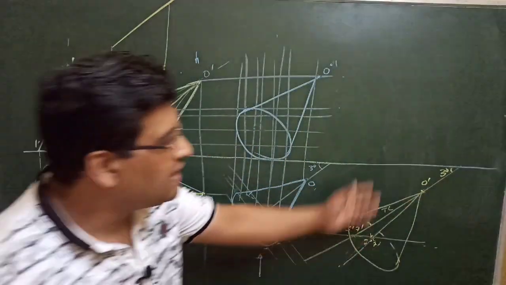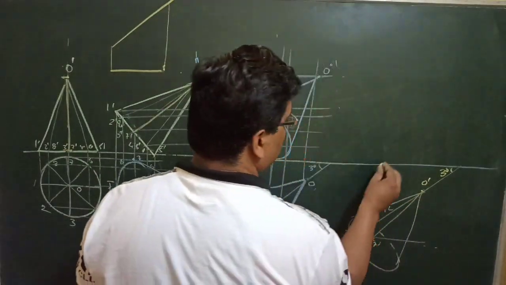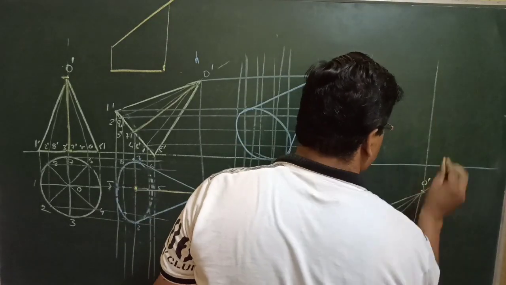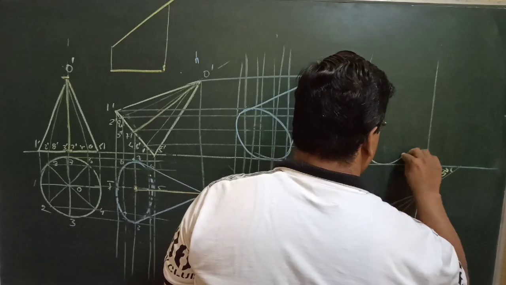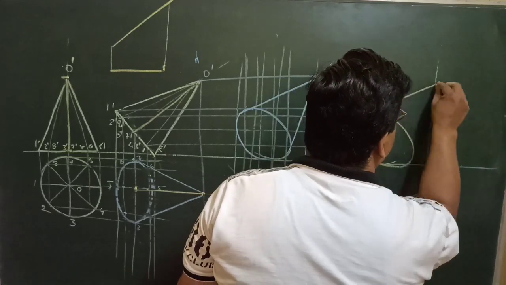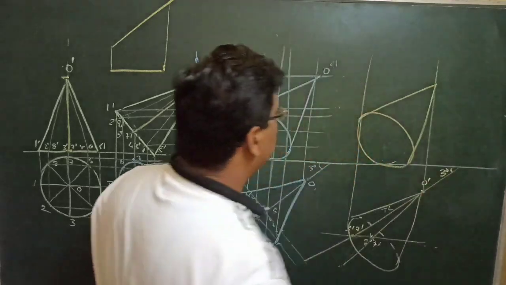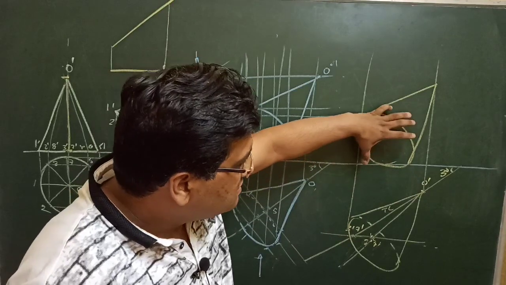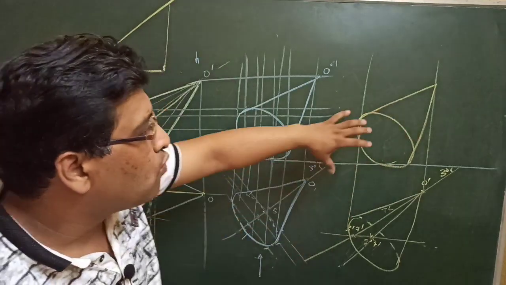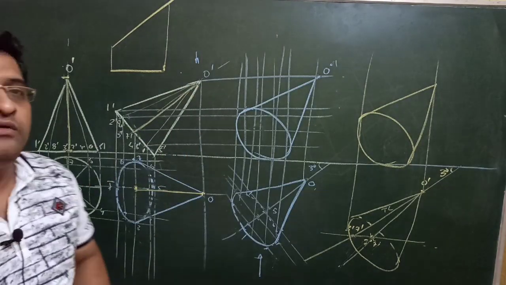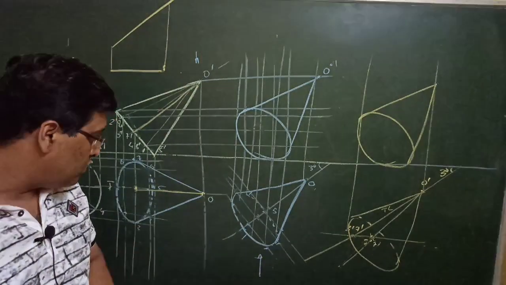and again draw vertical lines from this side so as to have the final projections like this. These two diagrams will also be almost the same, but this ellipse will be a little bit wider compared to this one. So this is all about the projection of cone in this video.